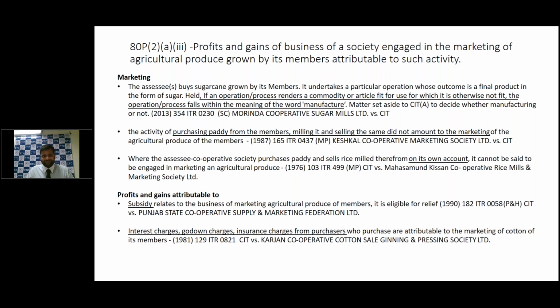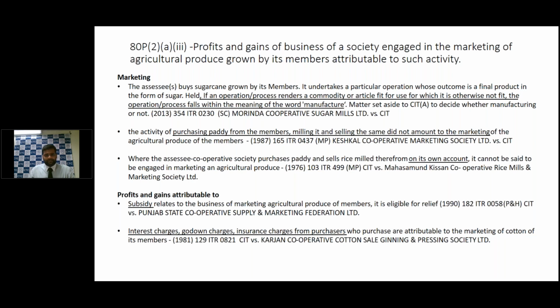Further, there are court judgments to the effect that purchasing paddy from members, milling it and selling the same do not amount to marketing. Here it is important to know that in case of cotton and in case of rubber, if I process the good, the courts are holding that it is marketing. But in case of paddy, they are saying that it does not amount to marketing because paddy is a different product from rice. There is a distinction in inherent contribution.